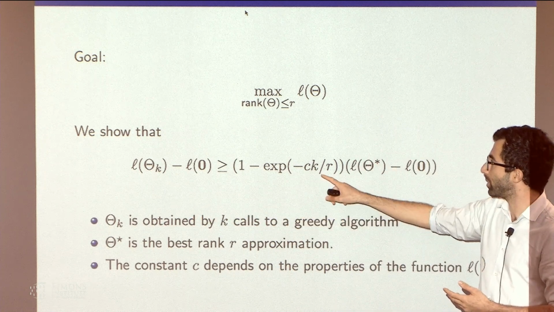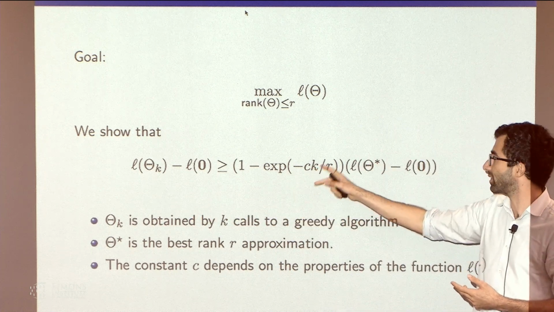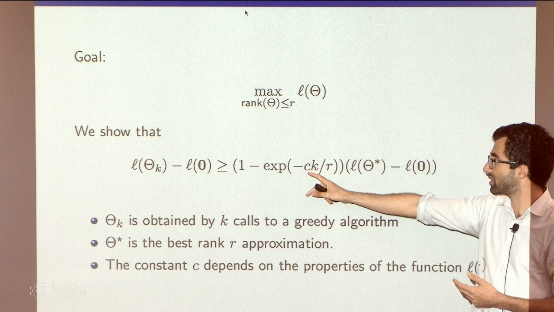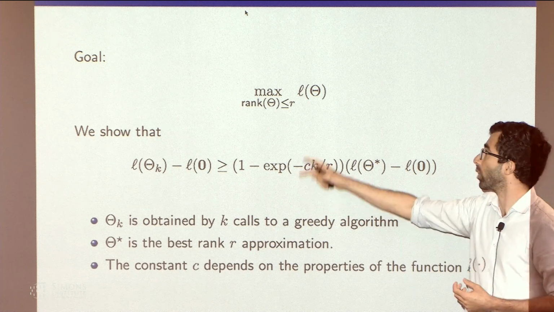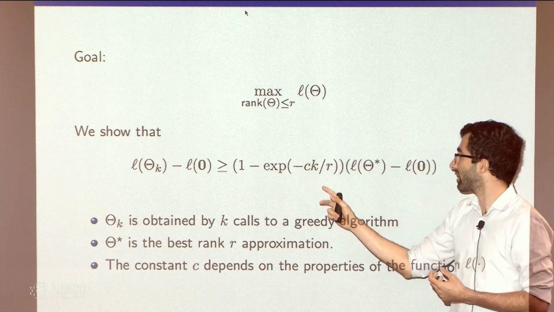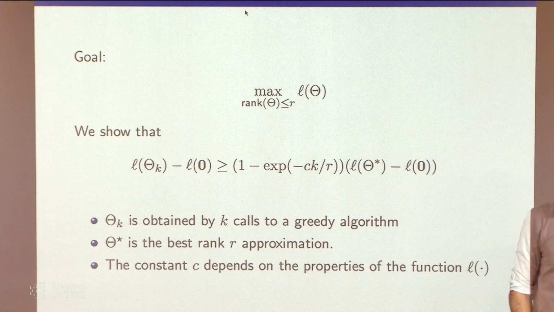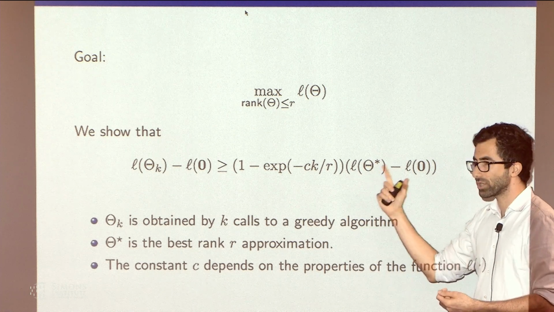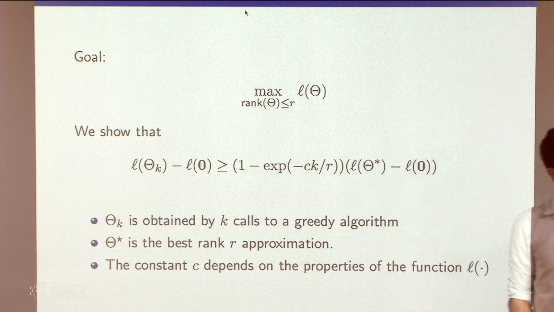So when we look at this exponential, it's e to the minus ck over r. c will be some constant that only depends on the loss. k is the number of iterations that we take, so it's the rank of our solution. And then we're trying to compare to the best rank R solution.